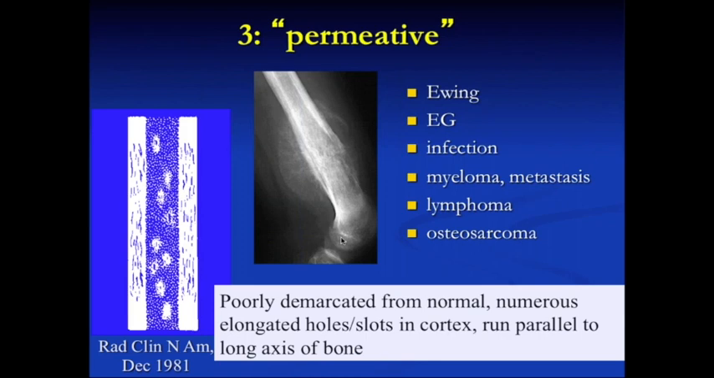So they are elongated lytic areas which run both in the cortices and in the medullary area. They're becoming more and more fuzzy. And the differential diagnosis, as you can see, is invariably all aggressive sarcomas. So patterns of destruction go from geographic to moth-eaten to permeative, and they move from a less aggressive to a more malignant tumor.